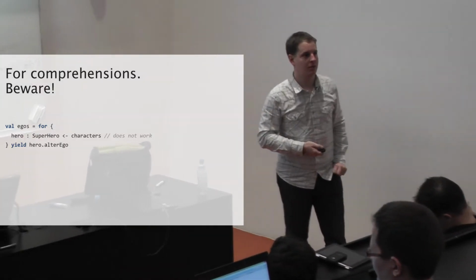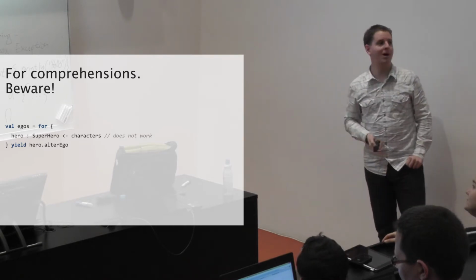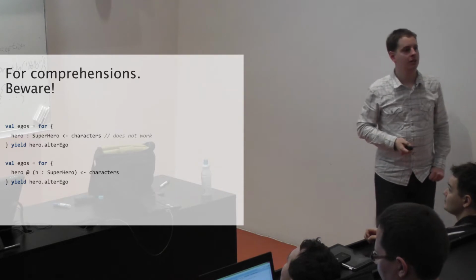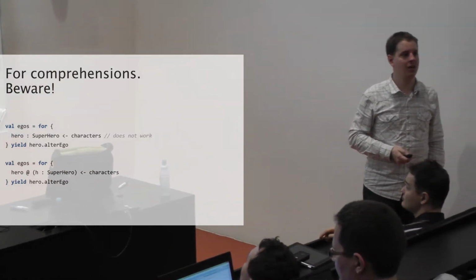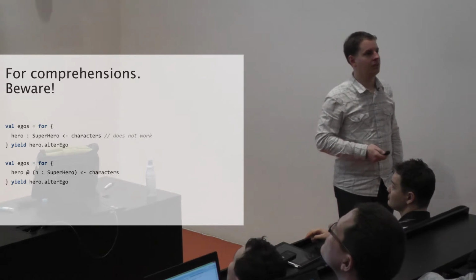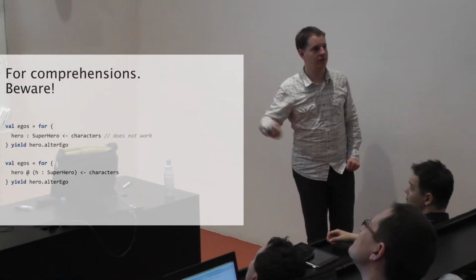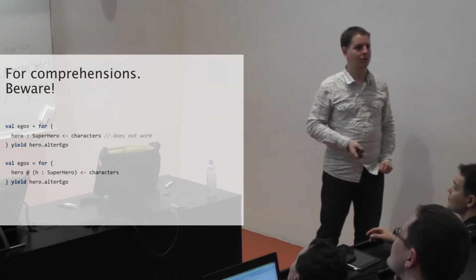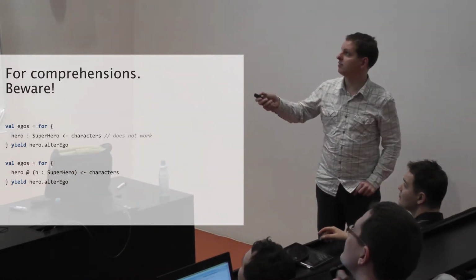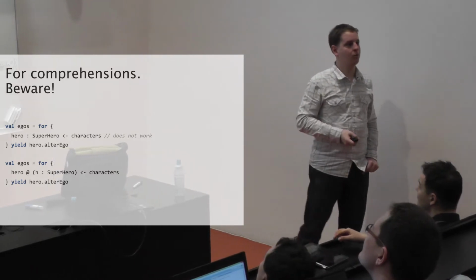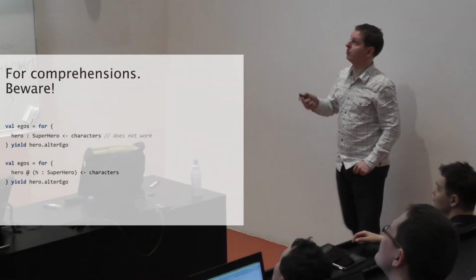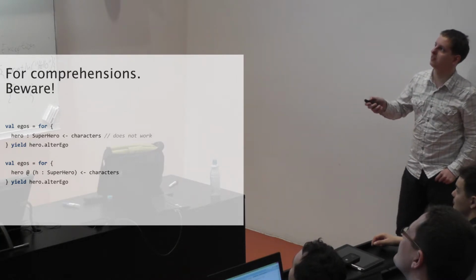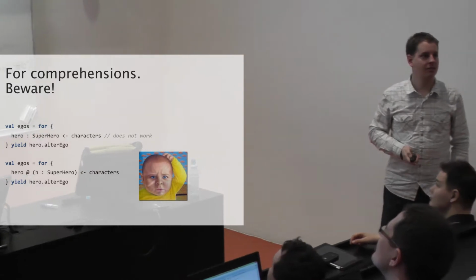It's different behavior. But this just does not compile. You have to write it like this. This is again a language inconsistency. I'm not really sure about the reason. There is a ticket somewhere in the Scala authors. I'm not really sure. It still doesn't work in Scala 2.10.1. So if you want to filter characters against superheroes, you need to write this syntax.